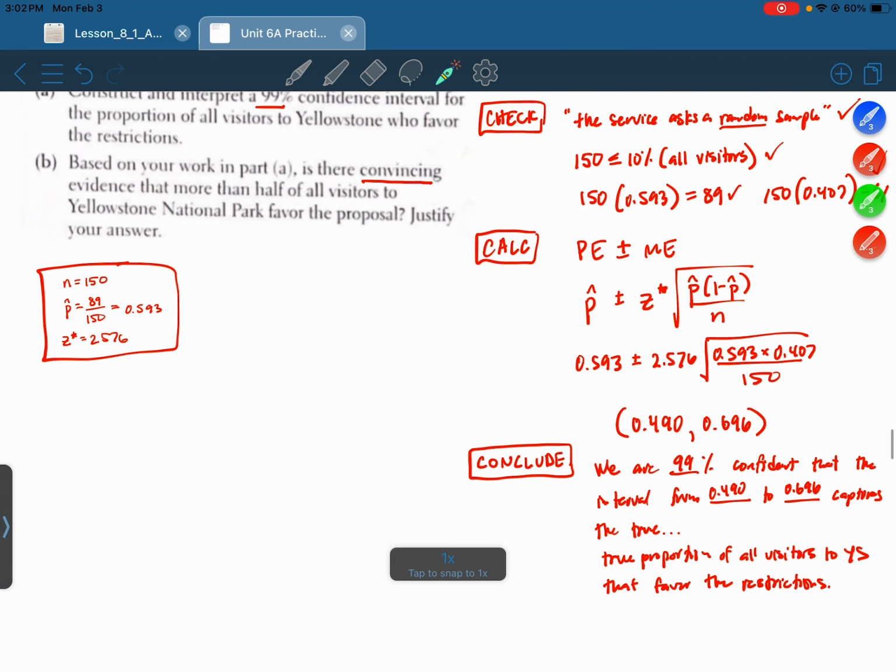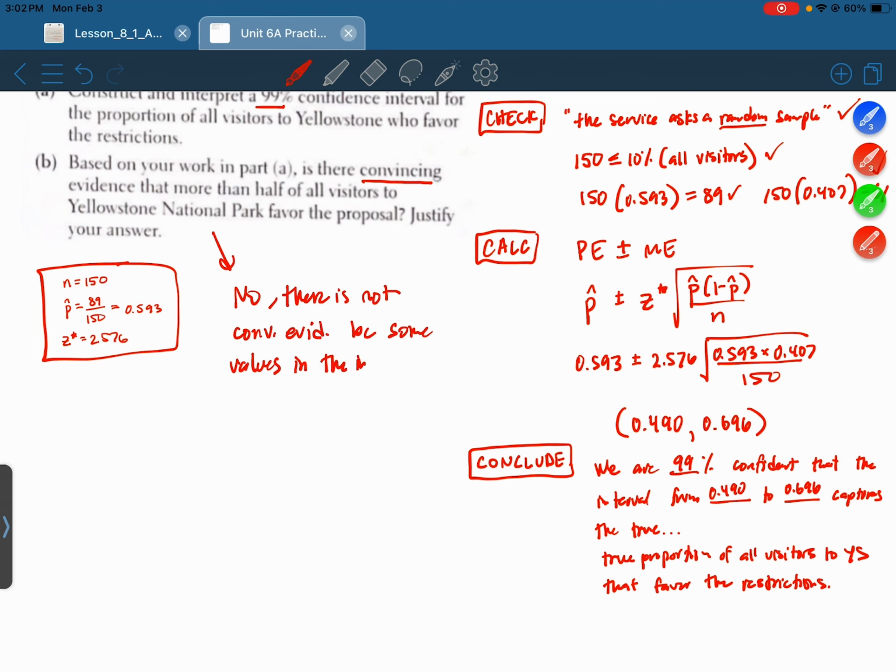So we'll say no, there is not convincing evidence because some values in the interval are less than half, meaning less than 0.5.